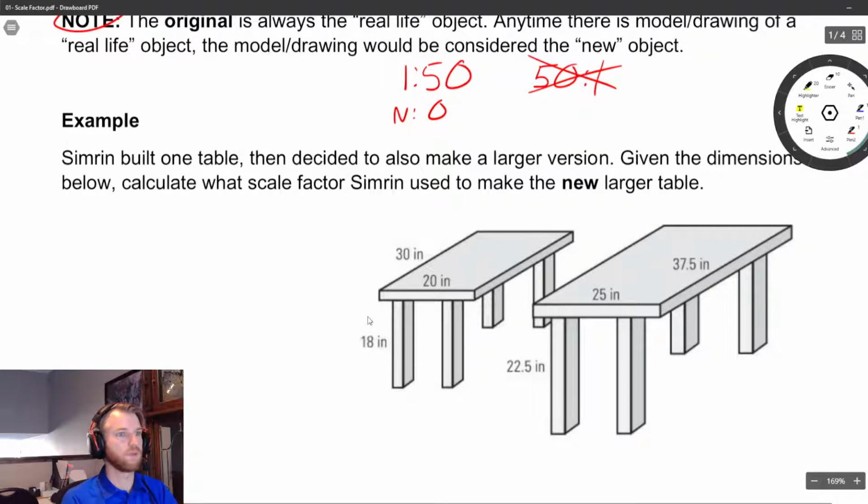So here's our first example. This says that someone built 2 versions of a table. They had one and they wanted to make a larger version. And it says, given the dimensions, the measurements down below here, what is the scale factor that they used to make this new larger table? So it tells us in this case that the larger table is our new one and the smaller one is our original. Sometimes the problem will just tell you.